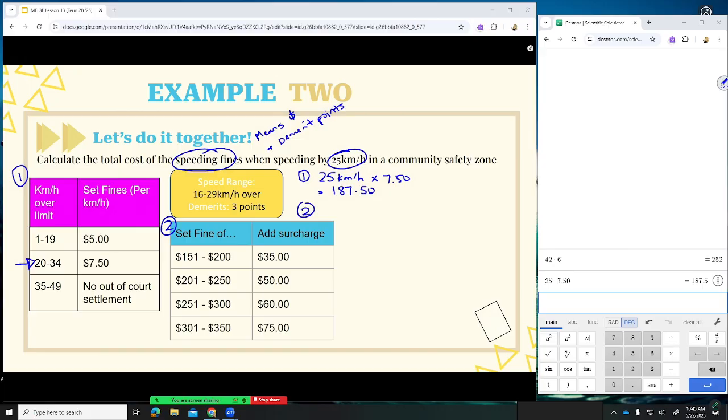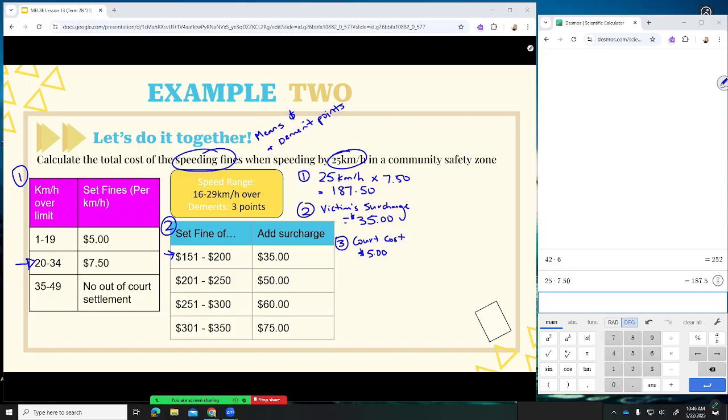Step 2, use that number as your set fine to find your victim surcharge. $187 leaves us in this bracket where our victim surcharge is $35. And step 3 is the court costs. It's not telling us that we're missing anything, so that's just going to be an automatic $5.